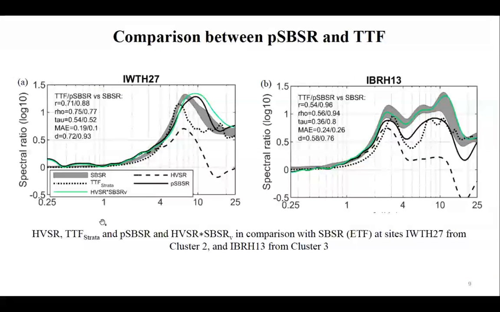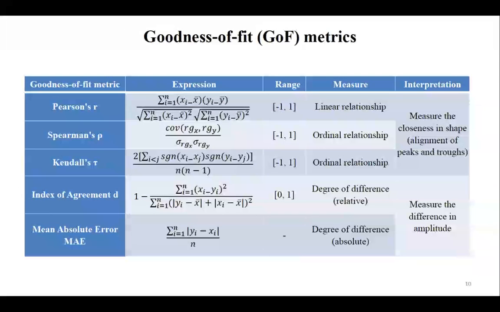These figures show an example of the comparison between corrected HVSR, namely the PSBSR, and the theoretical transfer function, using SBSR as the benchmark. We can see that the corrected HVSR is much closer than the original HVSR to the empirical transfer function. And to quantitatively assess the goodness of fit between any two spectral ratios, we use different metrics: Pearson's correlation, Spearman's correlation, Kendall's tau, index of agreement D, and one absolute measure, the mean absolute error.